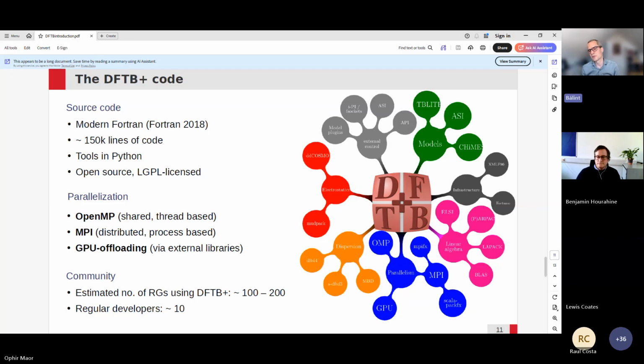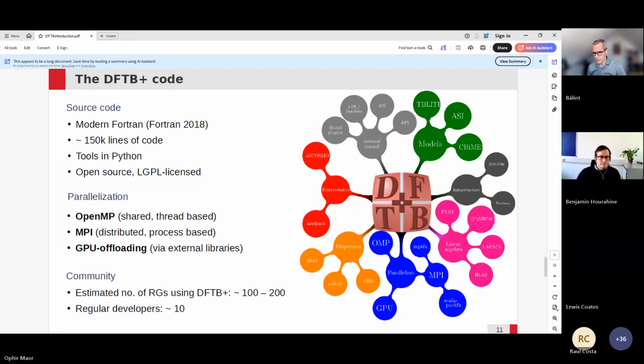And of course, we would like to simulate big systems and long time scales, and therefore parallelization is also for us a very, very important issue. We have different parallelization models in the code. We have thread-based shared parallelism, so OpenMP pragmas all over the code where it makes sense. We have message passing interface, so MPI routines, in order to also achieve distributed process-based parallelization.